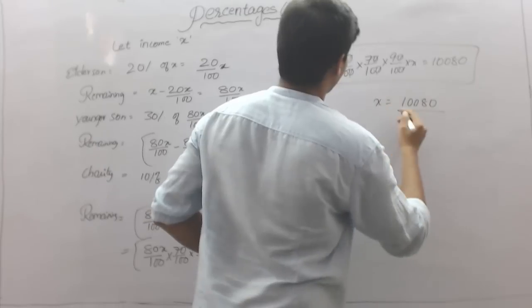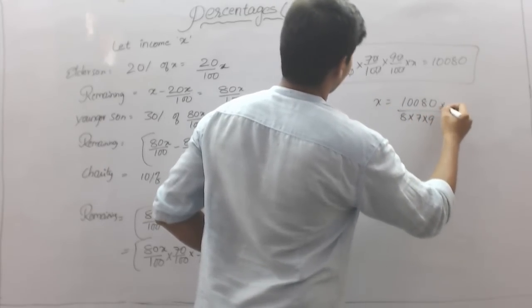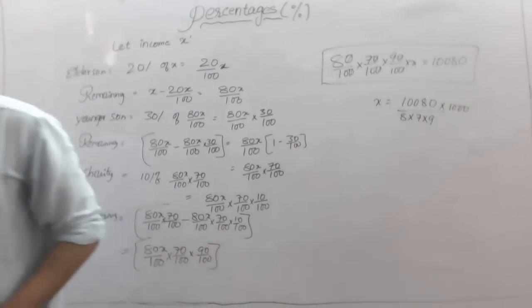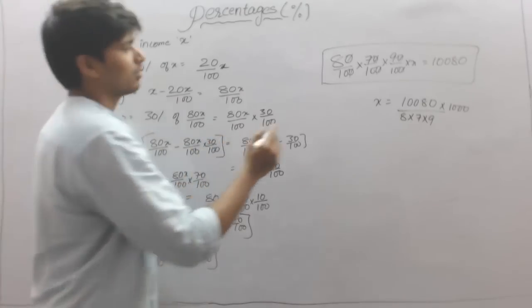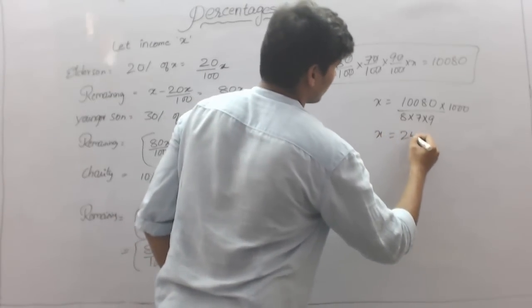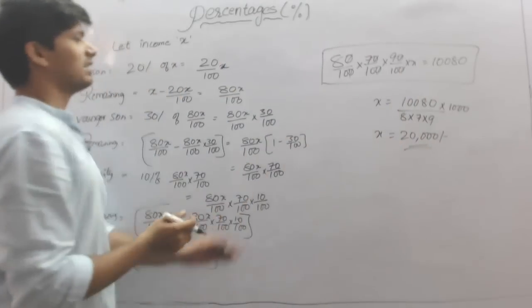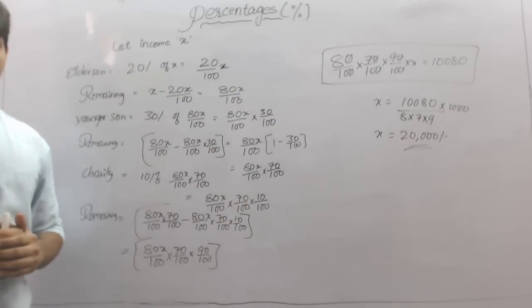10080 divided by 8 into 7 into 9 into 1000. And what's the value of it? So when you calculate, you are going to get x is equal to 20,000. So that is the monthly income. So this is the conventional method.